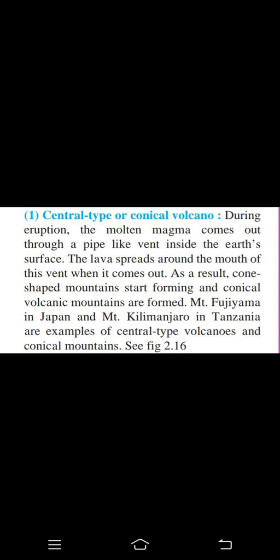Now I'll give you a few examples of that. That is Mount Fujiyama in Japan and Mount Kilimanjaro in Tanzania. So these are the types of central type or conical volcano type. Okay, I'll show you a picture for that. See, can you see, it is a mountain like a cone, and from one point it is coming out. Okay, so this is called as conical volcano.